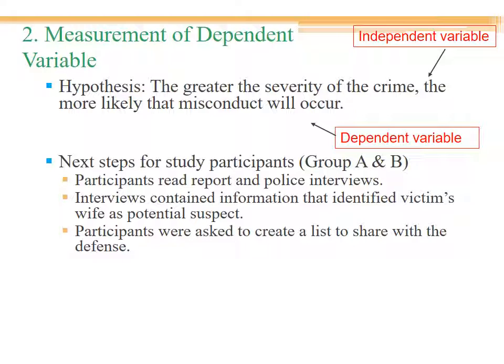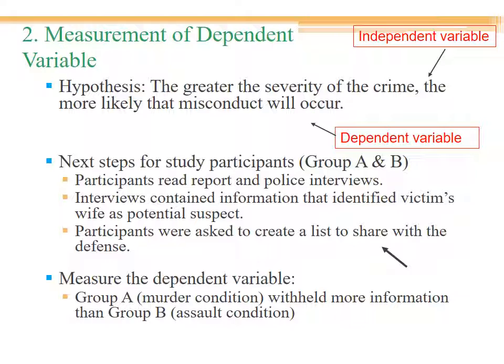Next, participants were asked to create a list to share with the defense. This is the important step that will be measured. So researchers measured the dependent variable by seeing if one group would withhold more information than the other. And in fact, one group did.